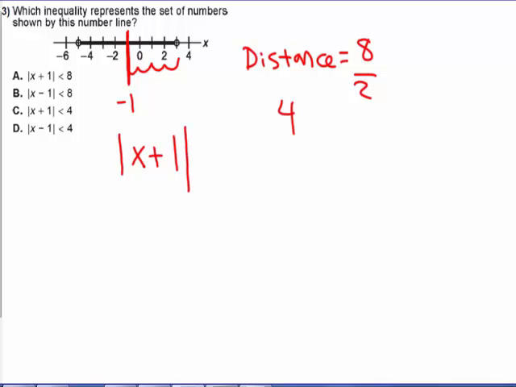If we plugged in -1, what would make it 0? And it would be x plus 1. So we know that B and D are definitely not it. And since it's less than, because it's shaded in the middle, and then we put half the distance, or the amount we can go left or right from -1. So the answer has to be C.